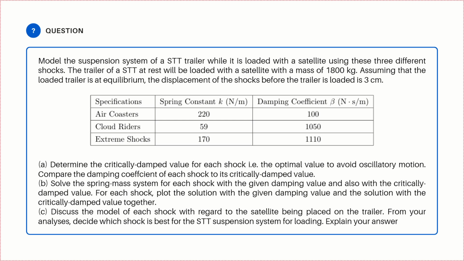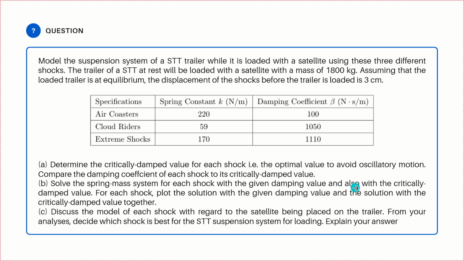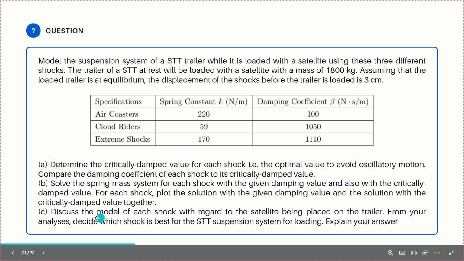The first one is to determine the critically damped value for each shock, in other words the optimal value to avoid oscillatory motion, and then compare the damping coefficients of each shock to its critically damped value. The second objective is to solve the spring mass system for each shock with the given damping value and also with the critically damped value. For each shock, plot the solution with the given damping value and the solution with the critically damped value together.